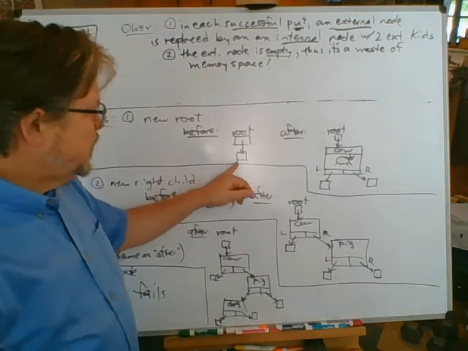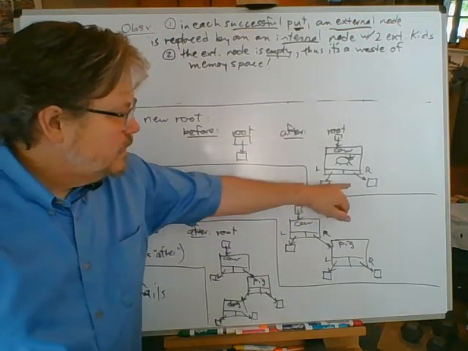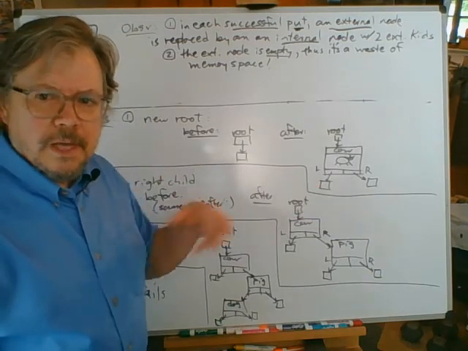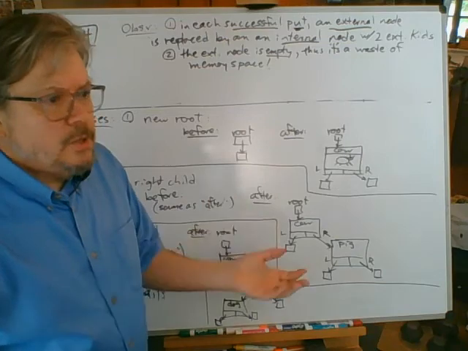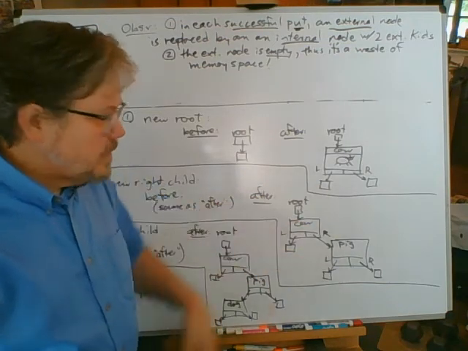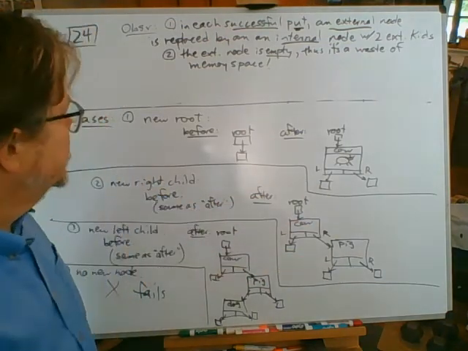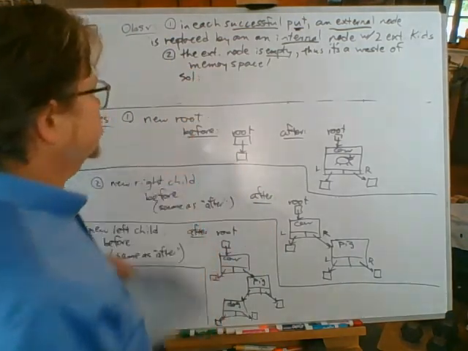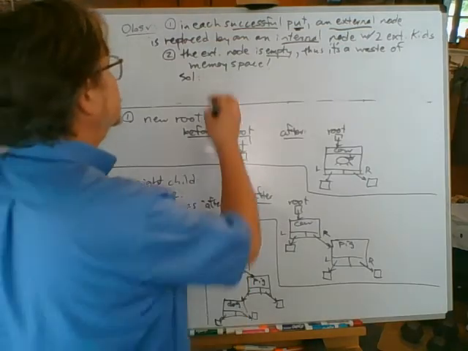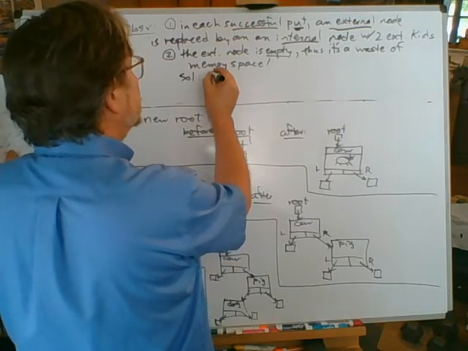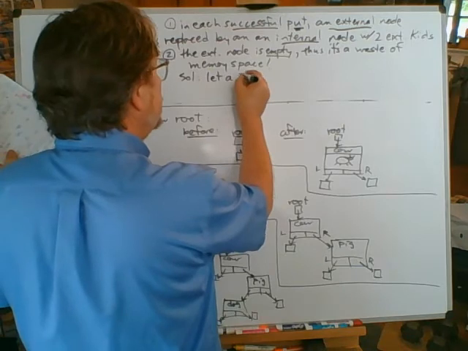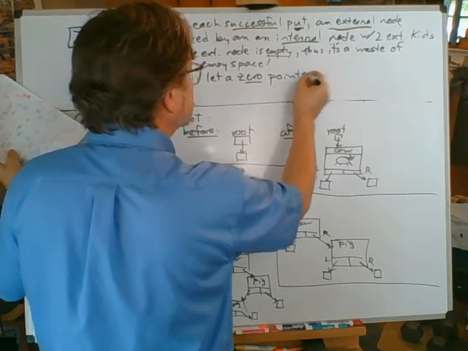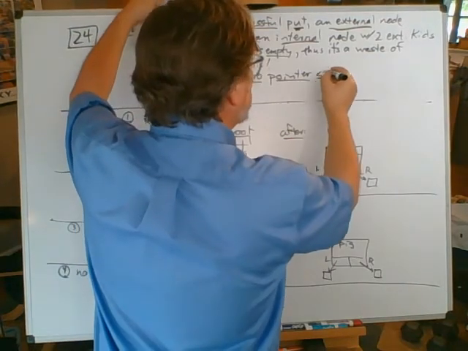It's a waste of memory space for us to dynamically allocate storage for these little squares down here that don't even have anything in them. We certainly don't want to set up a separate node structure called external node and dynamically allocate those and have pointers to them in the left and right and all that stuff. So what can we do? Oh no, solution. Let a 0 pointer stand in for an external node.